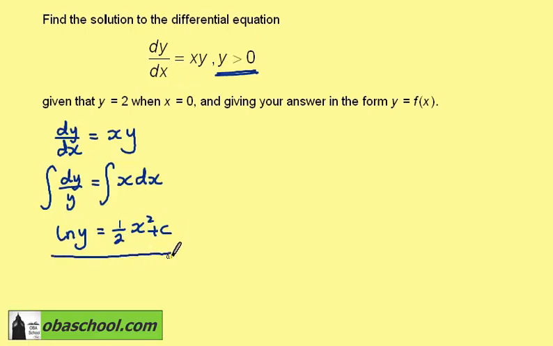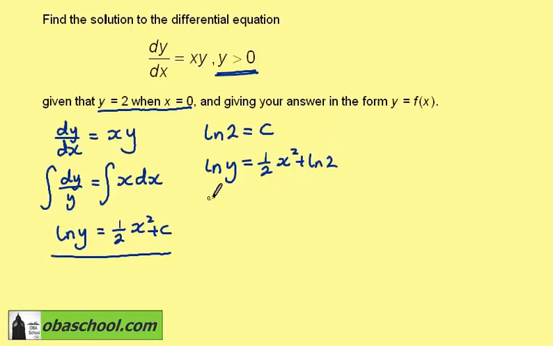We can evaluate this constant because we're told y is 2 when x is 0. Substituting in, we get log 2 equals c. Remember, x is 0, so a half x squared disappears. We can now write that log y is equal to a half x squared plus log 2.